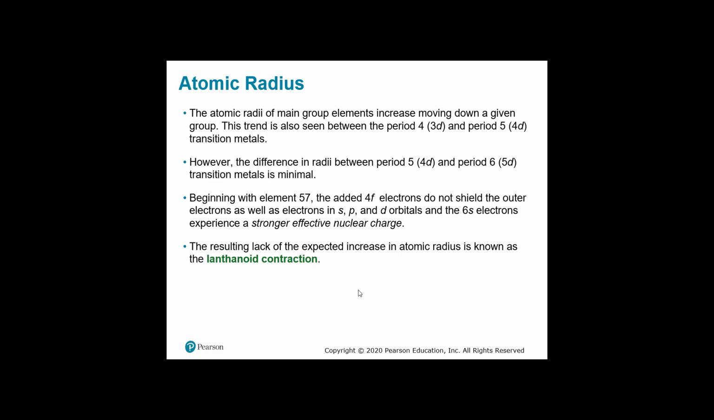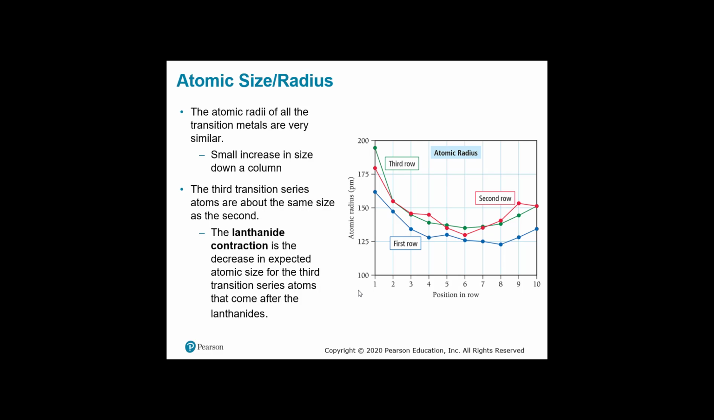So there's a lack of the expected increase. Because we're going into a level of n equals 6, you would expect it to be larger, but because the f orbitals are not shielding it, the electrons are being pulled in. That is called the lanthanoid contraction. So I have a few examples here. We can take a look at this here.